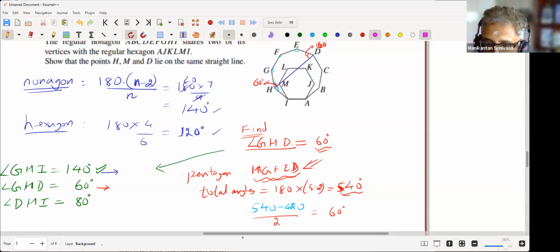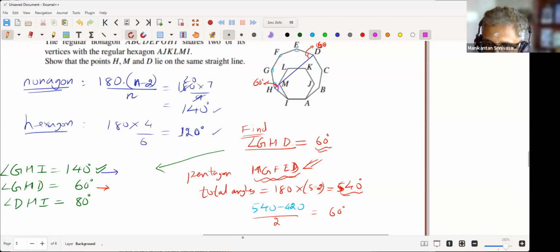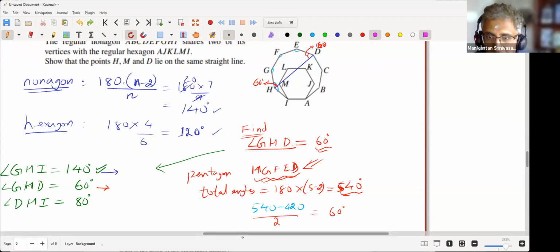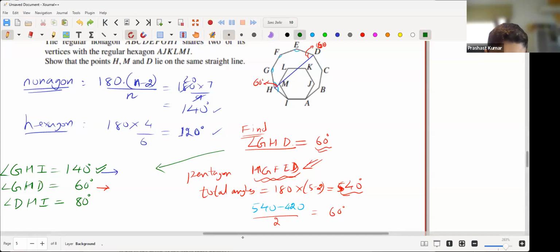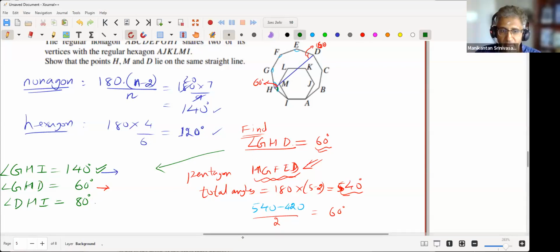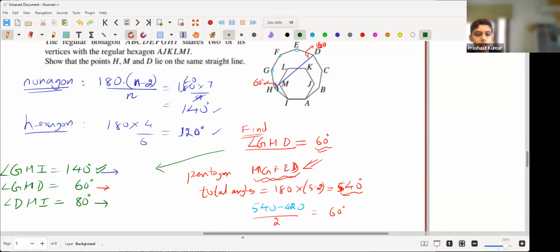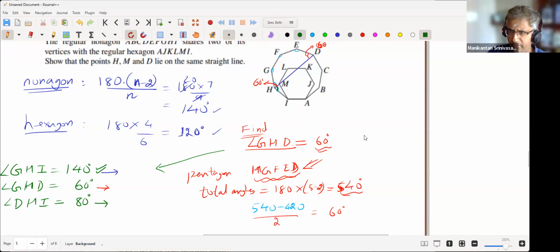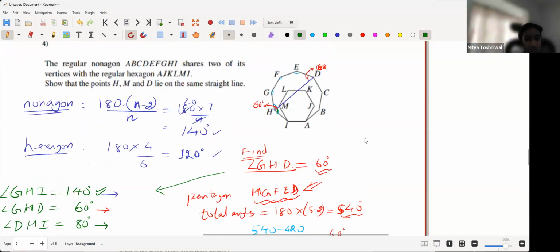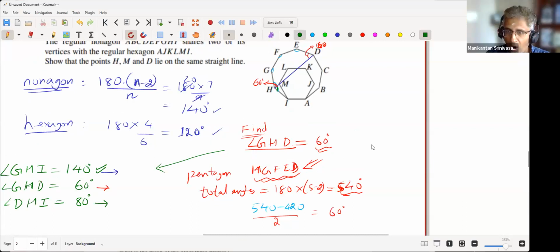Therefore this remaining angle, I'll use another color, DHI, is the balance, which is 80 degrees. Yes, correct. Okay, Vishwita, you are with me completely. Okay, DHI. Now Nitya, you're also there, right? So far, yes.